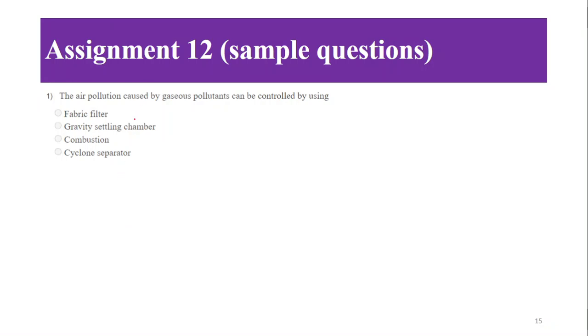It is written: air pollution caused by gaseous pollutants. Now, how can you control the gaseous pollutants? Can you control them by a fabric filter? Gaseous pollutants such as NOx, SO2, carbon monoxide. Different options are given here. Can it be a fabric filter? Do you think so?